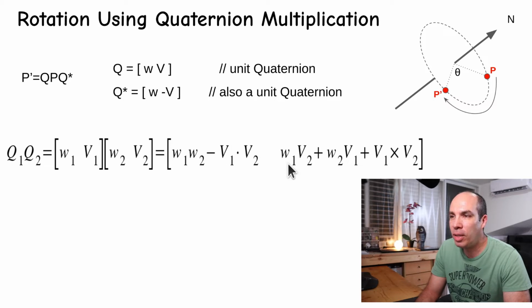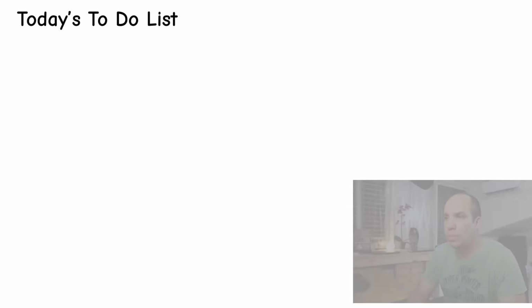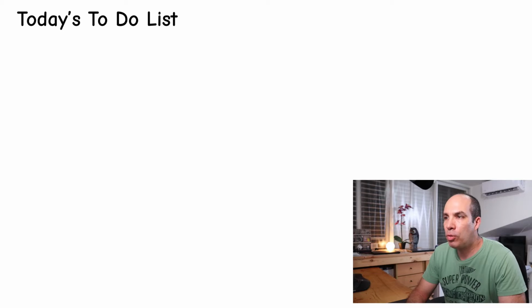We need to multiply the first W by the second vector, add the second W multiplied by the first vector, and finally add a cross product of the two vectors. Phew. If we write this as a longhand version, we get the following equation. Yeah, piece of cake. Let's do a rundown of the major points of the new code before we dive in.